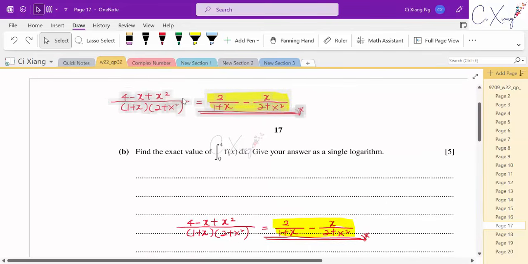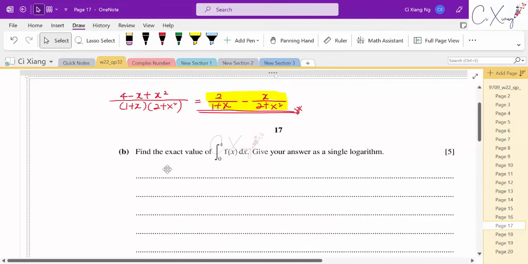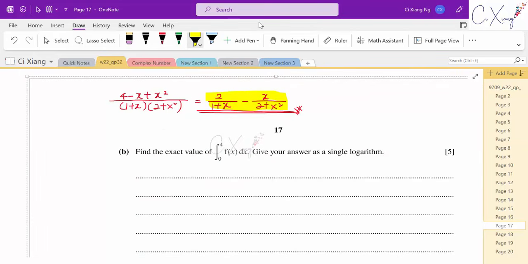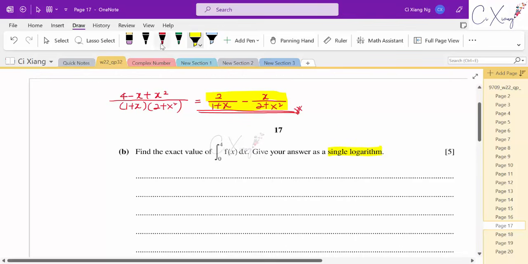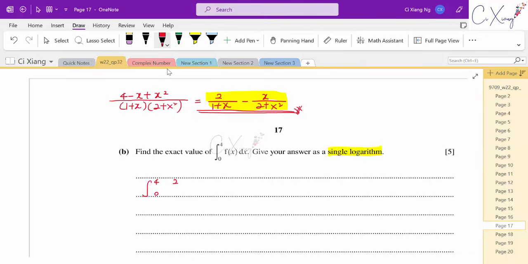Okay, so this is my result in part A. They want to find the exact value of the integration. For this one, give your answer as single logarithm. So that means if I want to integrate for function f(x), I will want to use the partial fraction result, which is 2 over 1 plus x minus 2 over (2 plus x squared), and then dx.